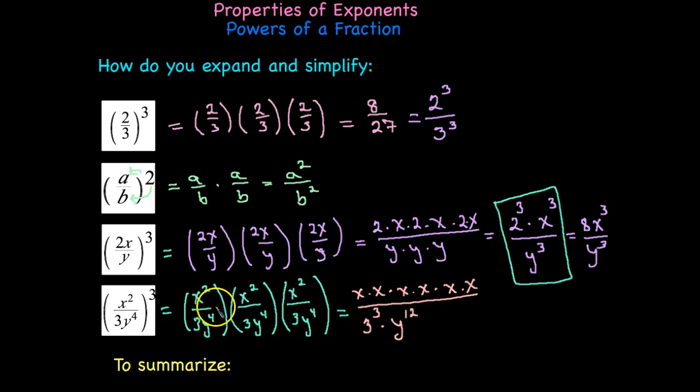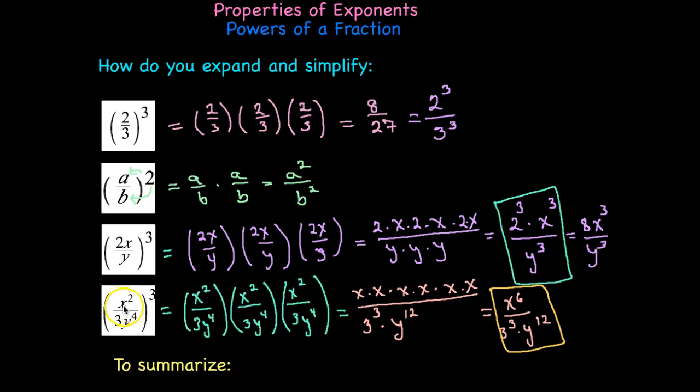I could have done that for my x's. I have 2 x's, 2 x's, and 2 x's for a total of 6 x's over 3 to the 3rd times y to the 12th. Once again, let's examine our results and compare them to our original problem.